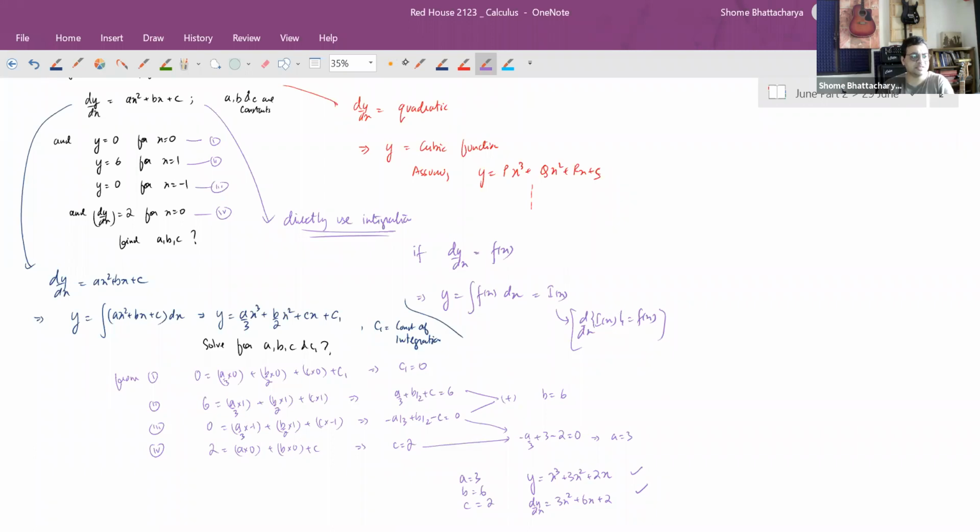Next, we'll see a physics type of situation also. So in physics, differentiation is used when we have a rate of change type of situation. Integration is used when we have an opposite of rate of change kind of situation, or anti-derivative kind of situation.